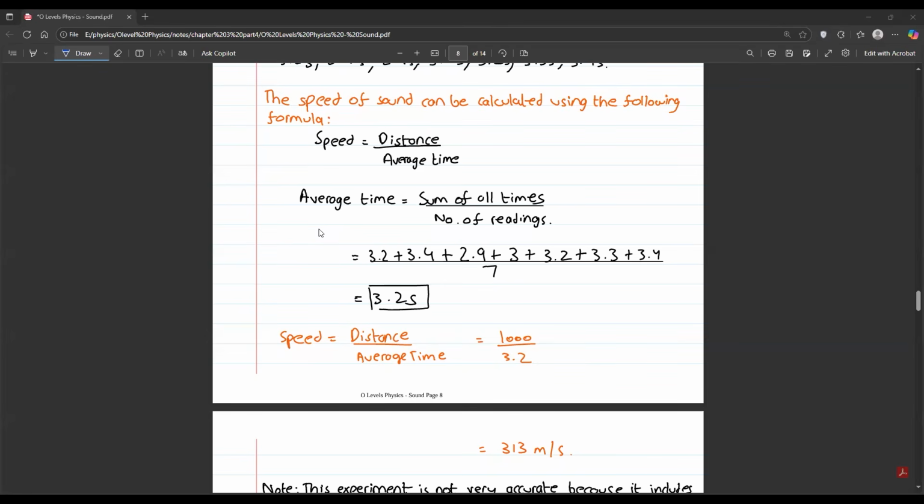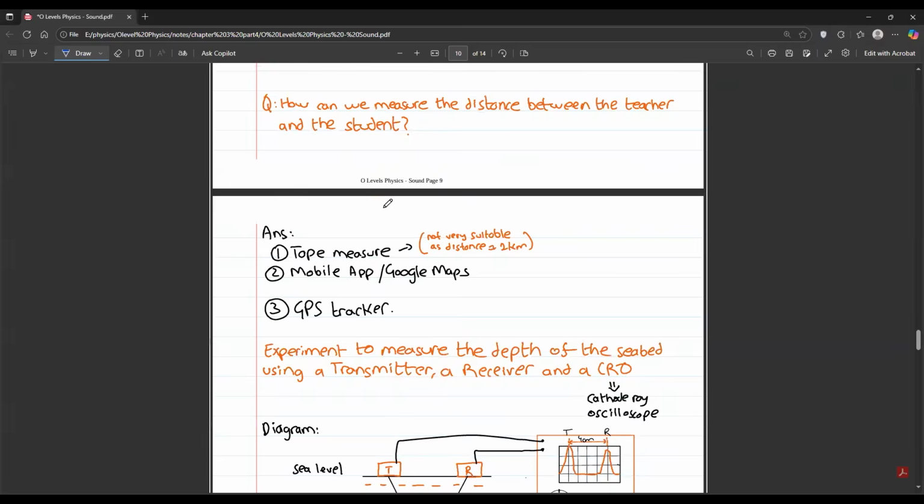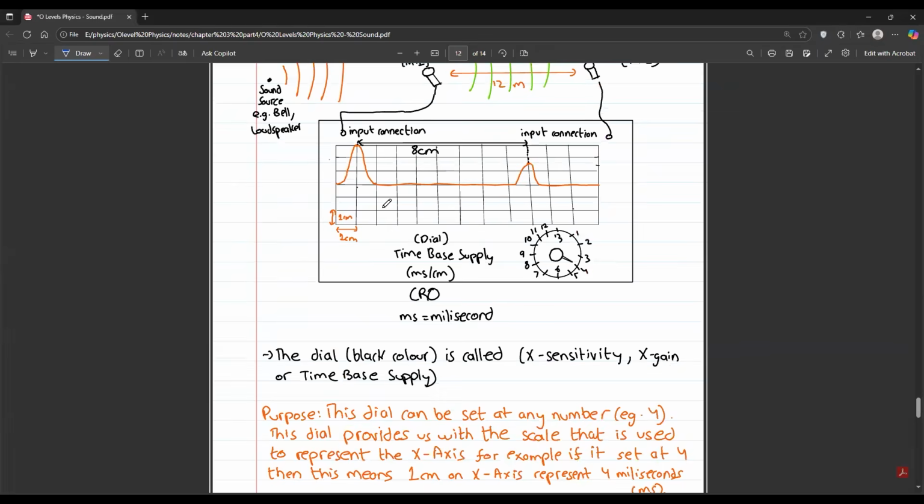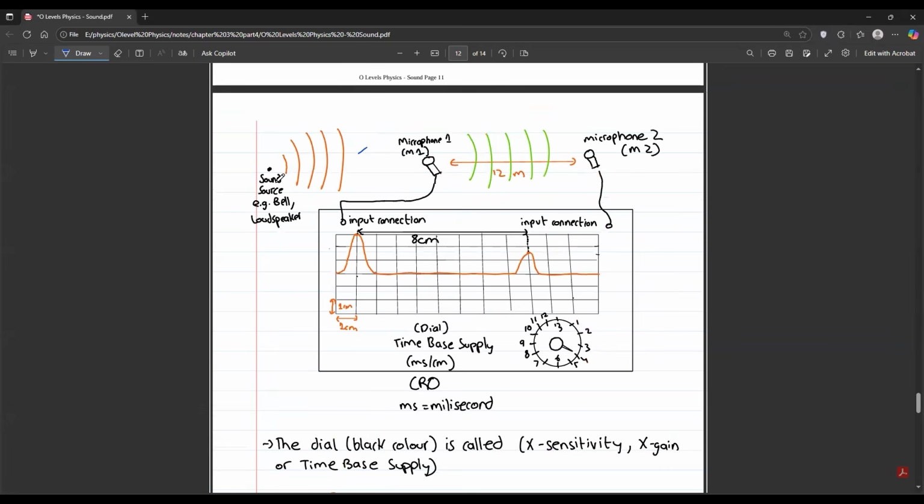एक और मेथड भी लिखवाया था बेटा। Do you remember? That was a much more accurate method. You take a sound producing source: आप एक साउंड प्रोड्यूसिंग सोर्स ले लो, एक बेल ले लो, एक लाउड स्पीकर ले लो, anything like that.